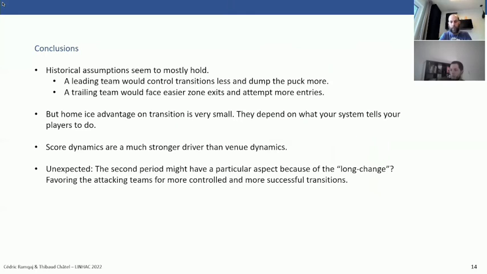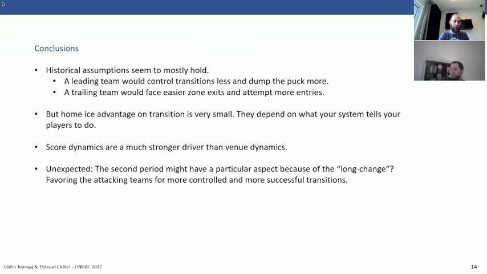So in conclusion, like we said in the introduction, this paper was a lot about quantifying some general things we all had before, and the historical assumption seems to mostly hold. A leading team controls transitions less because they are taking less risk, and they dump the puck more. Trailing teams have an easier time exiting their zone, and they also attempt more zone entries.